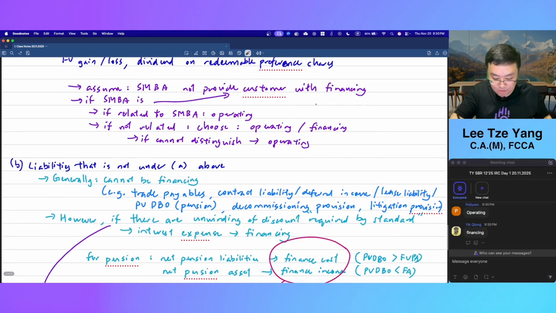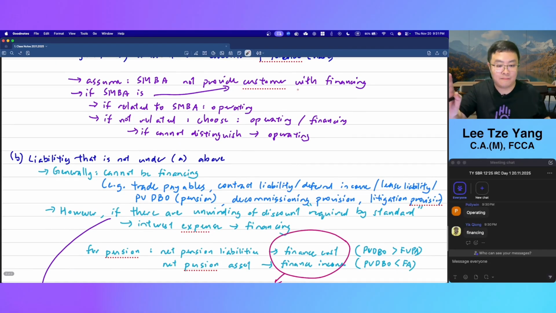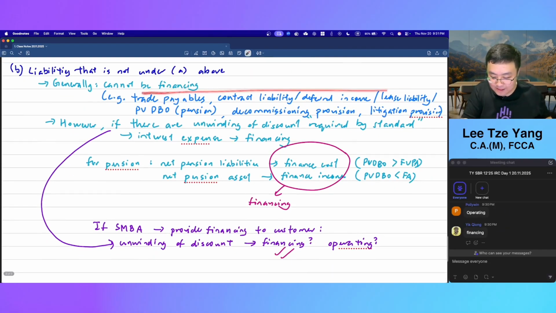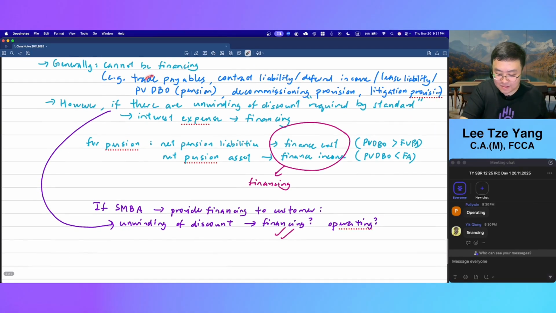Okay, so in short, you can see here, the standard is really committed to making sure about the unwinding of discount. Now, by the way, we are not talking about this bank loan. This bank loan where you give SMBA to the customer, this one operating, I agree. I am not talking about when we receive a loan and then pay back the loan. No, I'm not talking about that loan. I'm talking about these other types of liability that is not a loan, that is not a financing activity. But for some reason, this one has unwinding of discount. Still under financing. Okay, it cannot be under operating.